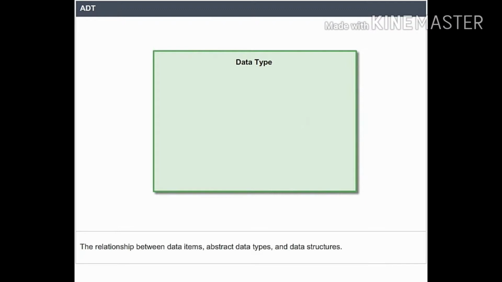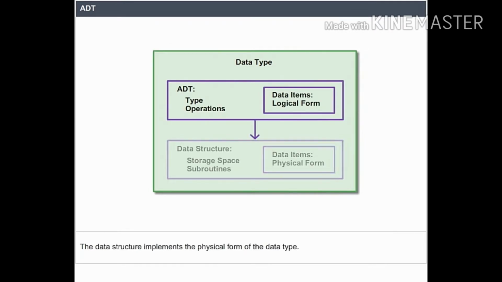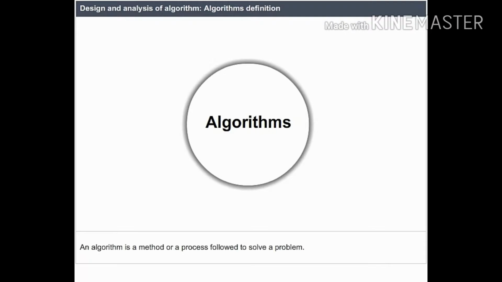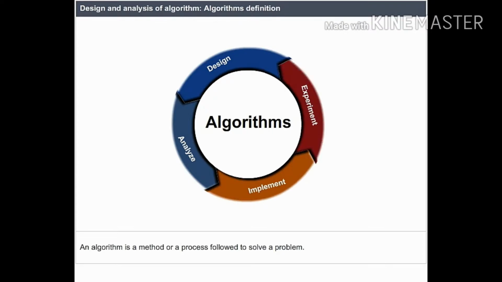The relationship between abstract data types and data structures: the ADT defines the logical form of the data type. The data structure implements the physical form of the data type. Design and analysis of algorithms. Algorithm's definition. An algorithm is a method or a process followed to solve a problem. Design, analyze, implement, experiment.